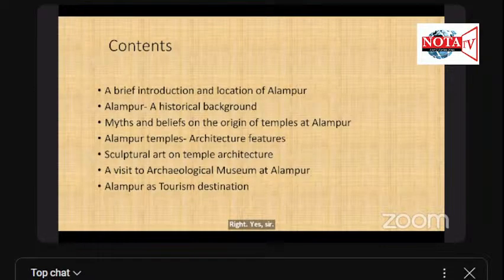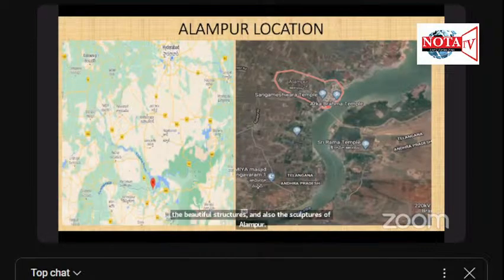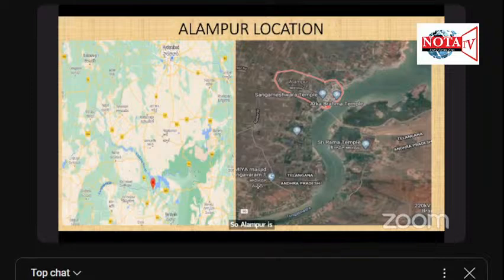So these are what I've just mentioned. I'm going to take you to Alampur, a tour to see all the beautiful structures and also the sculptures of Alampur. Alampur is located in Jogulamba Gadwal district, on the confluence of the Krishna and Tungabhadra rivers.